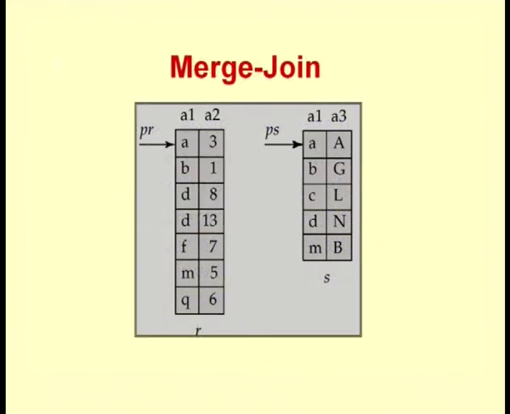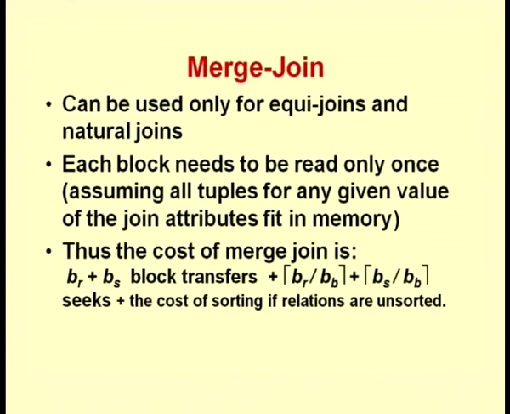So, let us look at merge join. Here you have the merge, and you can sort accordingly. It can be used only for equijoins and natural joins. Each block needs to be read only once, assuming all tuples for any given value of the join attributes fit in memory. Thus, the cost of the merge join is BR + BS block transfers plus the seeks (BR / BB + BS / BB), plus the cost of sorting if the relations are unsorted.